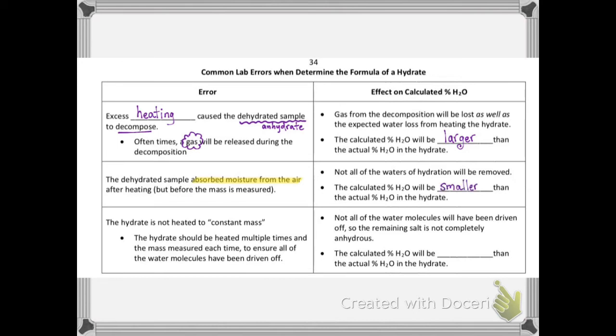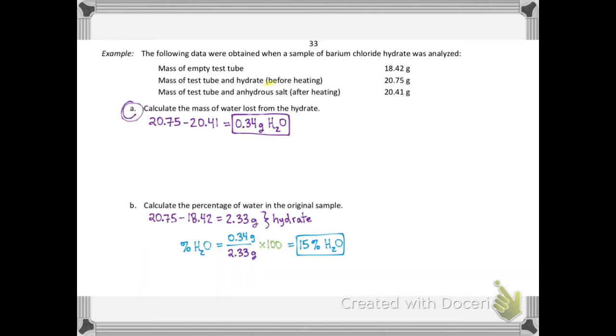Now, the last and easiest to avoid error is if your hydrate was not heated to what they call a constant mass. And in fact, that was an error in the data that we looked at in our example problem on the previous page. Here they're giving you the data before heating and after heating. Well, how do I know I heated it enough? How do I know all the water's actually gone?